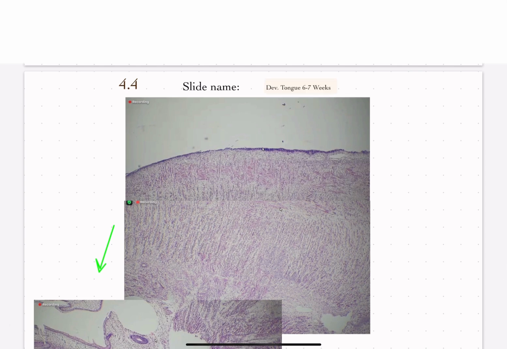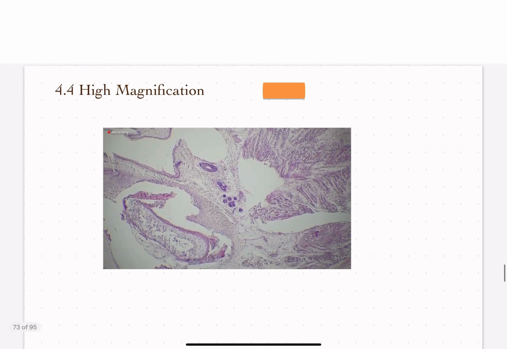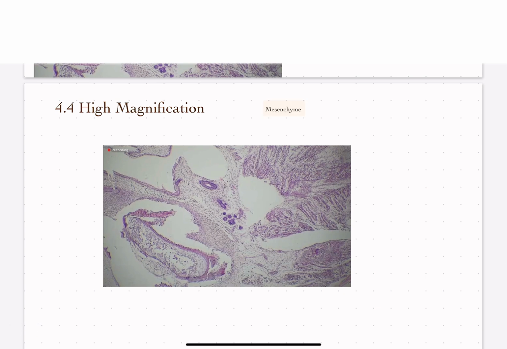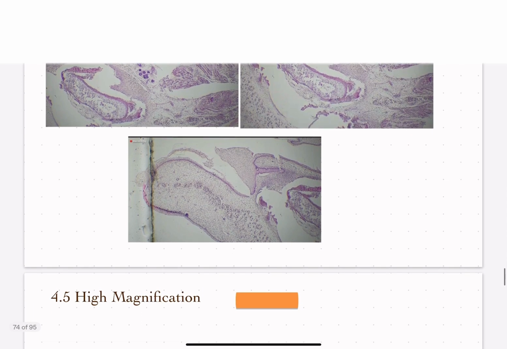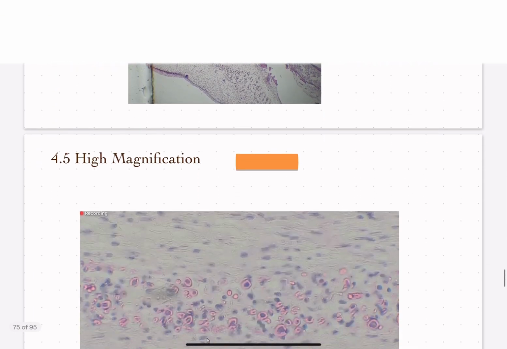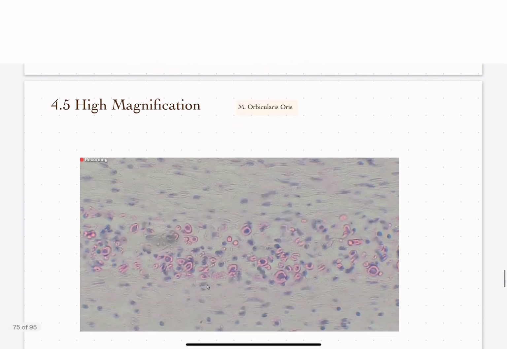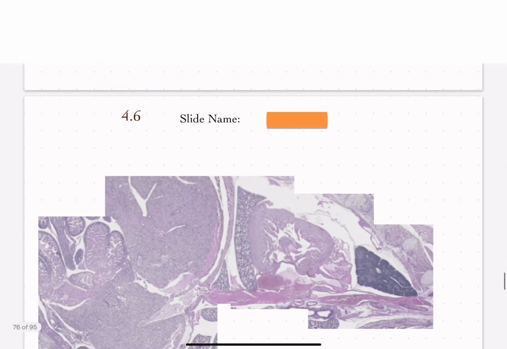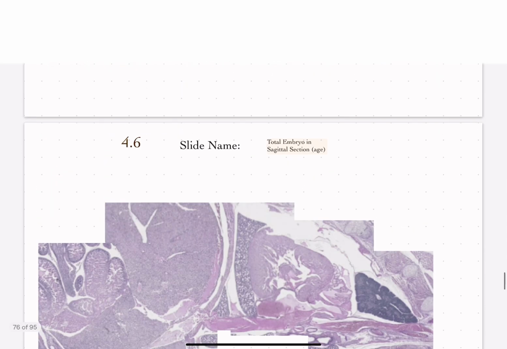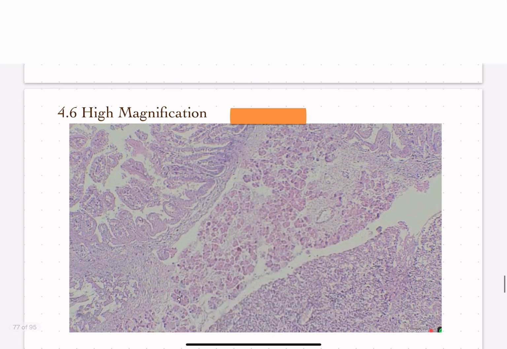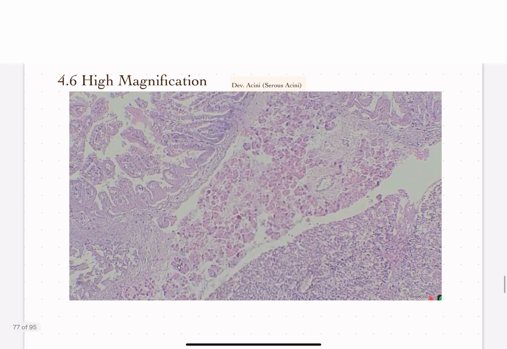4.4 was the developing tongue, 6 to 7 weeks specifically, and then the structure was the mesenchyme. 4.5 slide name is the same as before, the developing tongue, 6 to 7 weeks. We didn't really move over from that. And then the structure was the M. orbicularis oris. 4.6 slide name, total embryo in sagittal section, and the age you can also add in if the professor asks you to. And then for the structure, it was the developing acini, or this developing serous acini.